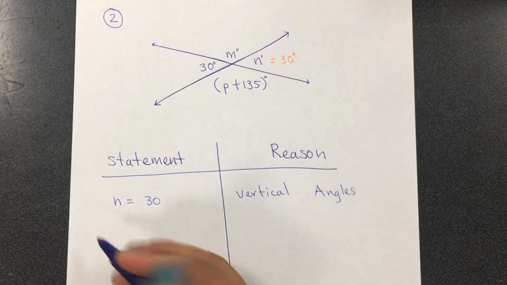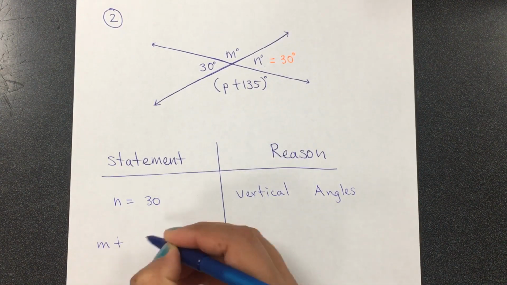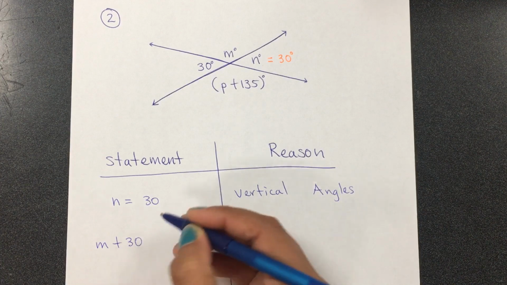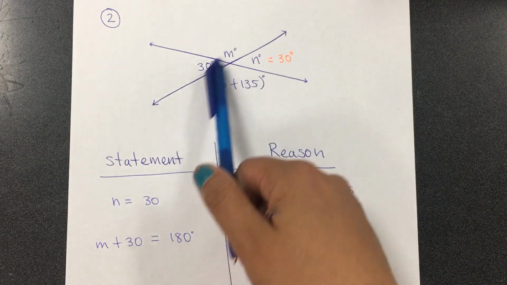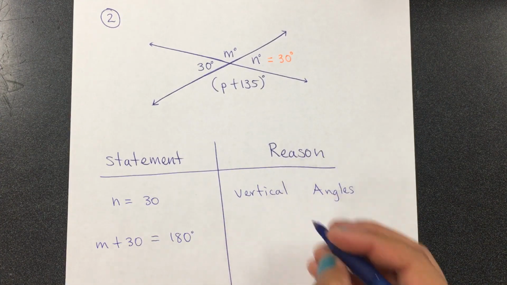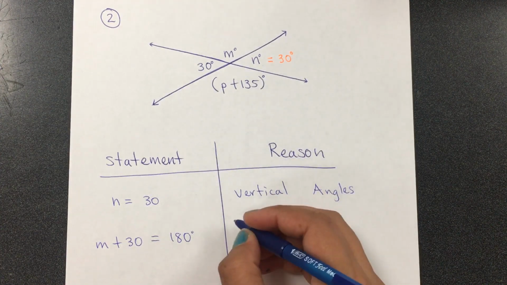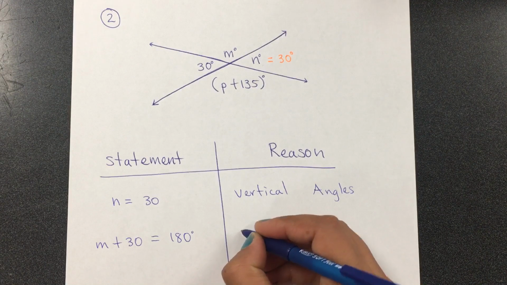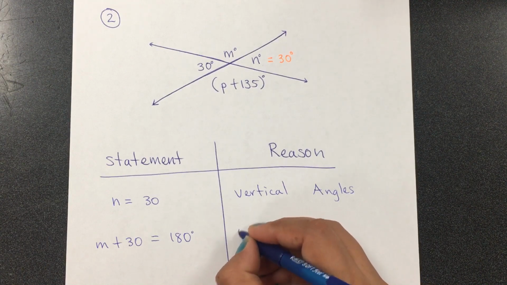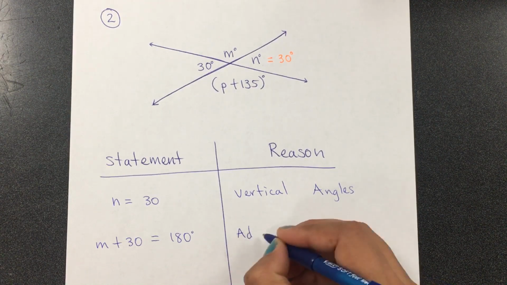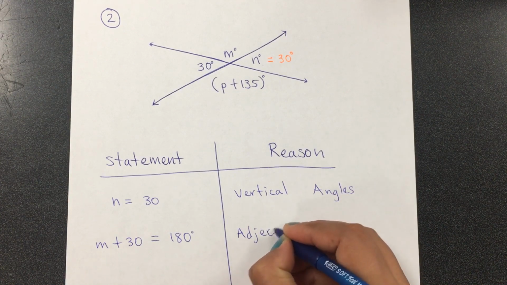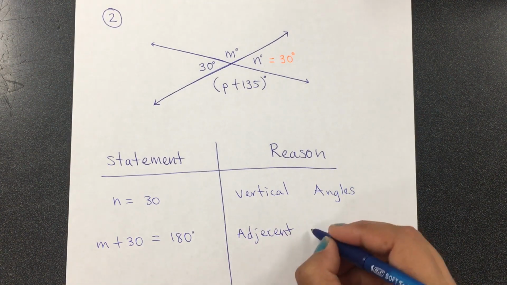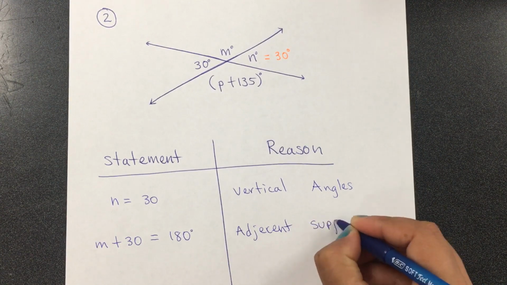Okay, we can also say that m plus 30 is equal to 180 degrees. And the reason is because they are adjacent. Now I'm concerned whether it's adjacent with E or A, it's because in Spanish it's adjacente. I think it's adjacent supplementary angles.